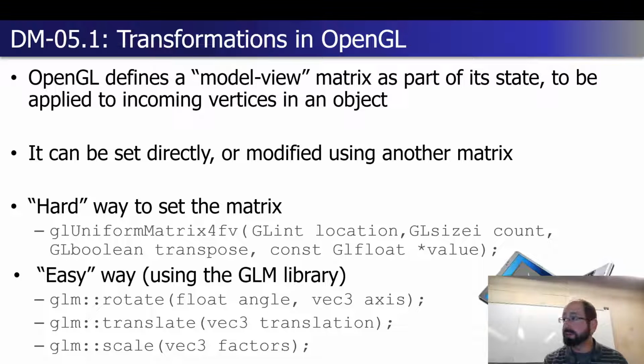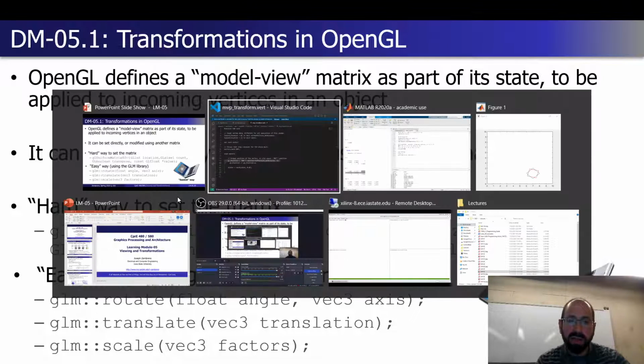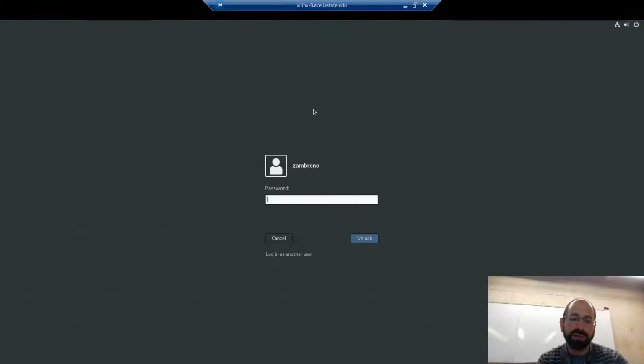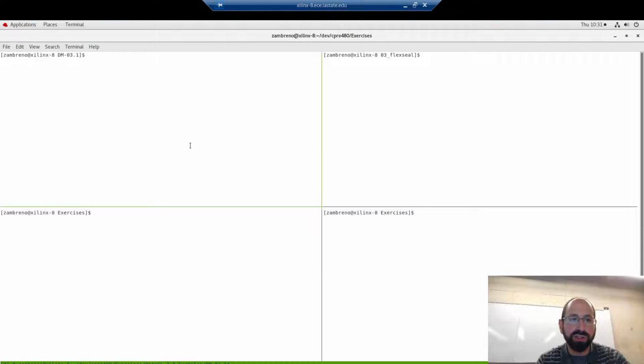There are different ways to set that matrix. So I say hard way and easy way to set the matrix. They're complementary ways. It's not really hard nor easy. At the end of the day, we have a matrix in our code, and let me see if I have that window open here. We have a matrix in our code, and it's going to correspond to what transformation we want to apply to our geometry.